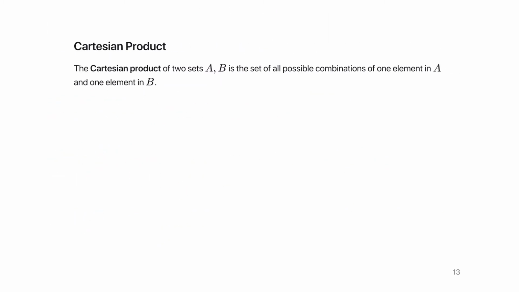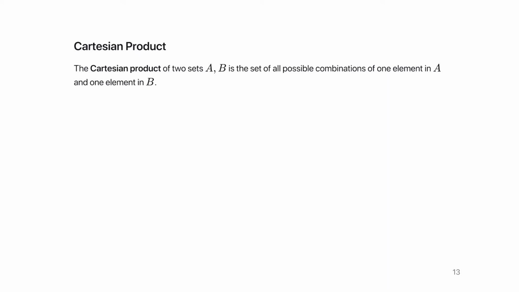Okay, so the last operation we'll talk about is this thing called the Cartesian product. When you hear Cartesian, the thing you probably think of is the Cartesian plane, which is the real number line on the x-axis, real number line on the y-axis. And you'll see why with the way a Cartesian product is defined.